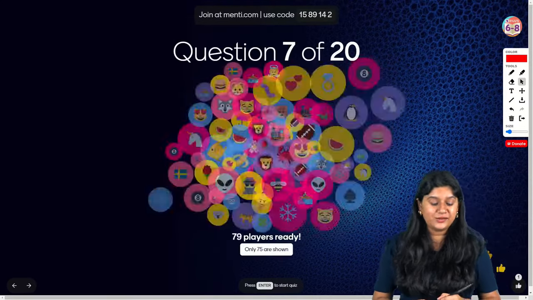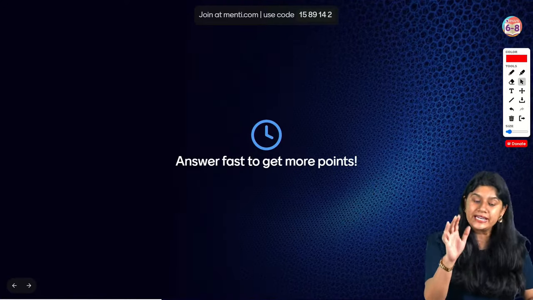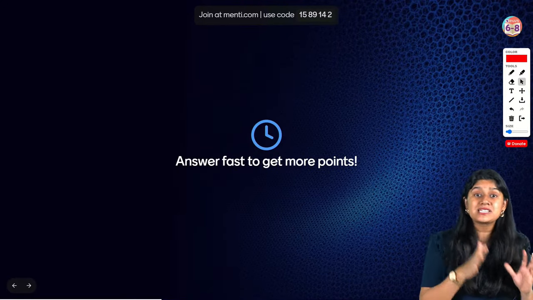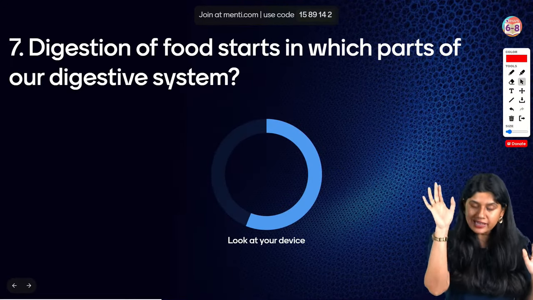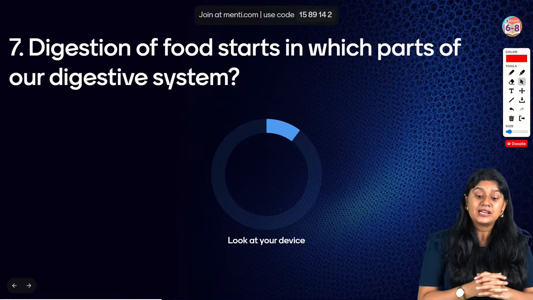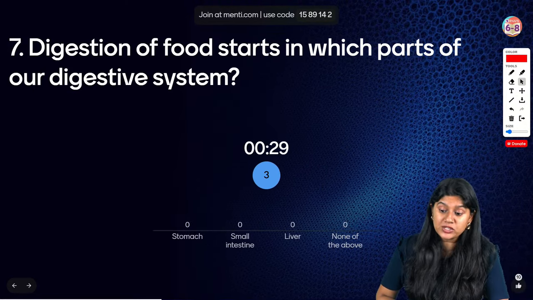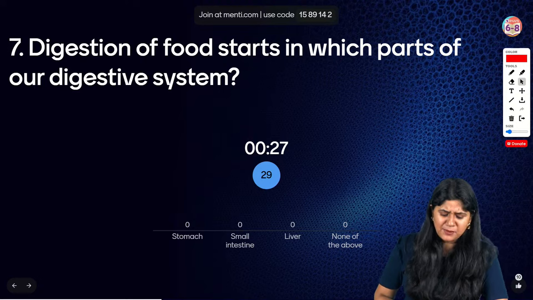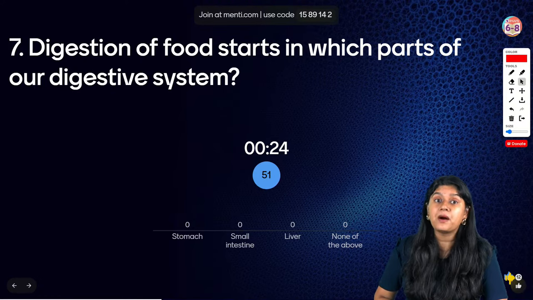Moving to question number 7. I can see that many of you are saying, ma'am, it was a misclick. Read the question carefully and then click on the correct answer. Digestion of food starts in which part of our digestive system? Stomach, small intestine, liver, or none of the above?